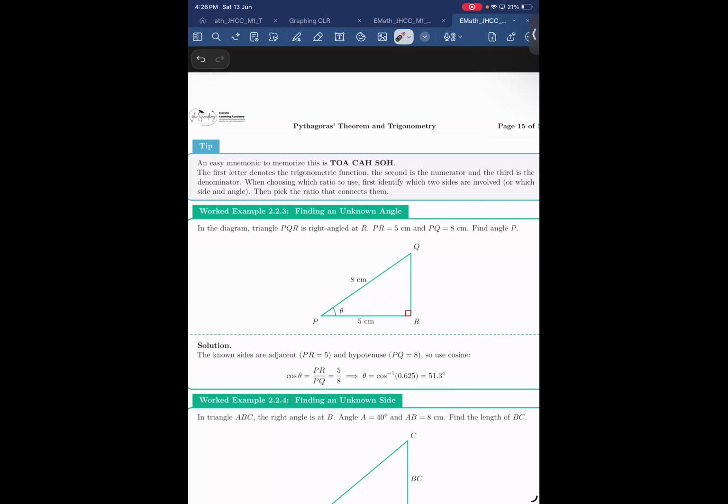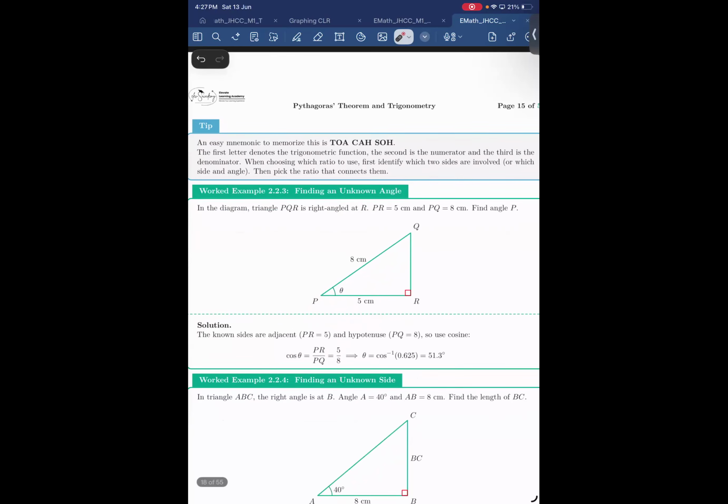So you should use cosine, because cosine is adjacent over hypotenuse. So cosine theta is 5 over 8. Then if you want to find the angle, you use the inverse cosine, and you get 51.3 degrees. This is fairly common, and you'll be doing this quite a lot. Your angle is unknown, you have two sides, and you have to decide which trigo ratio to use: sine, cosine or tangent. Use SOH CAH TOA to decide, and then calculate.